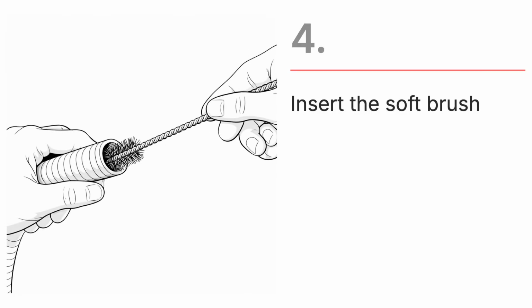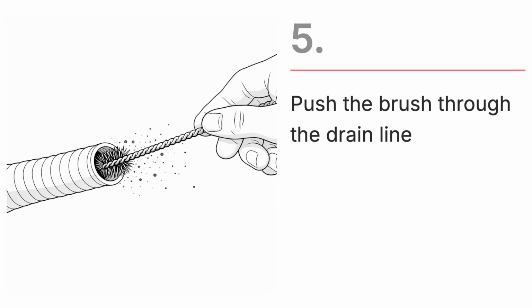Insert the soft brush into the open drain line until the bristles enter the pipe fully. Push the brush through the drain line to loosen buildup along the inner surface of the pipe.